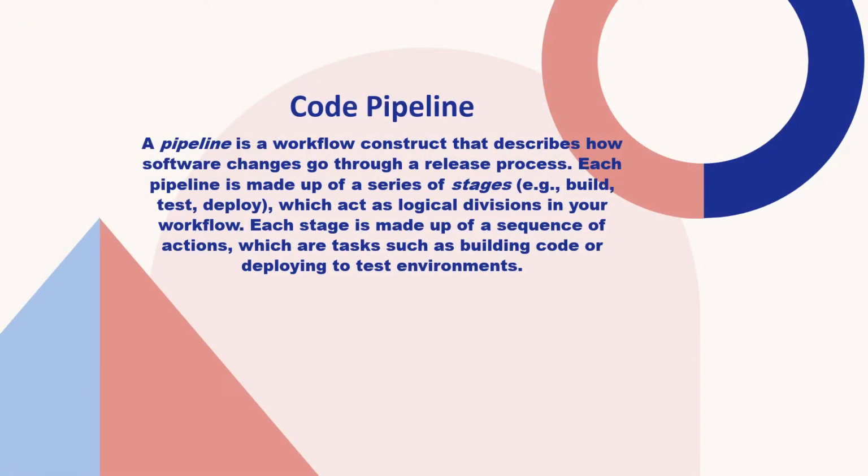Okay, so CodePipeline. A pipeline is a workflow construct that describes how software changes go through a release process. Each pipeline is made up of a series of stages, like a build stage, a deploy stage, a source code stage, a test stage, which act as logical divisions in your workflow. And within the AWS CodePipeline framework, there are services like AWS CodeBuild or AWS CodeDeploy that help with establishing build and deploy configurations for your pipeline.